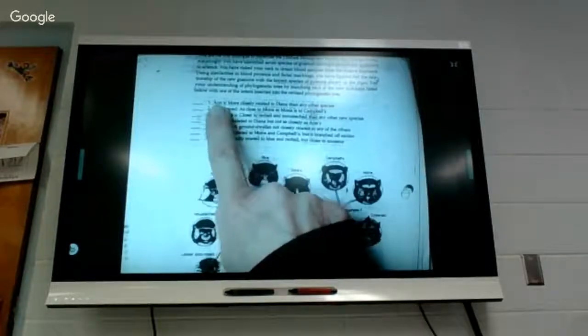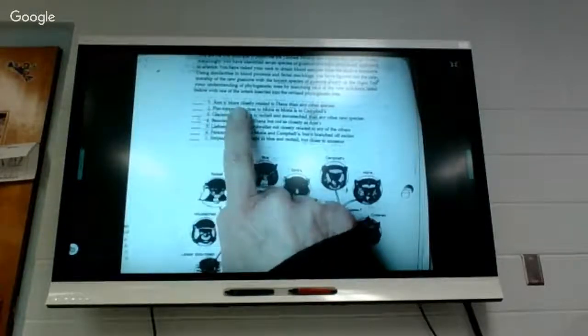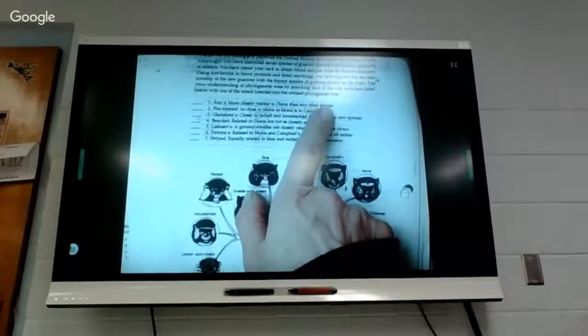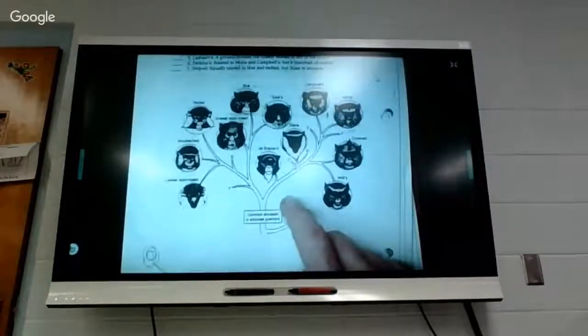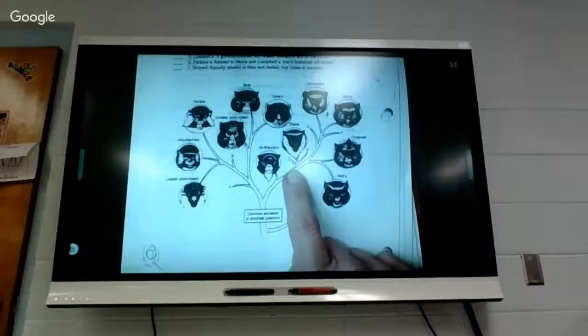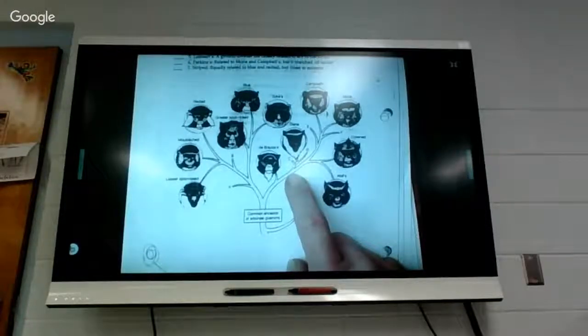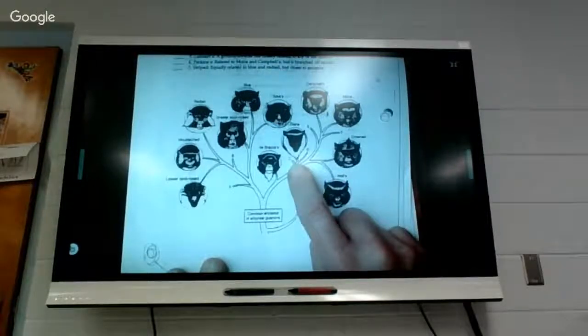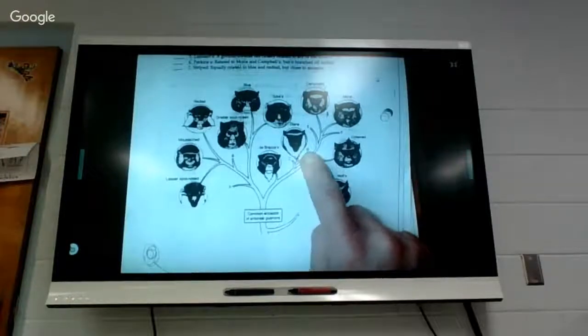All right, so ants. Ants is more closely related to Diana than any other species. So you go find Diana, and hold up, you got to find the branch that's closest to Diana. D. So, yeah, you see how D is closer than C? D is the answer. So you put D on the blank.